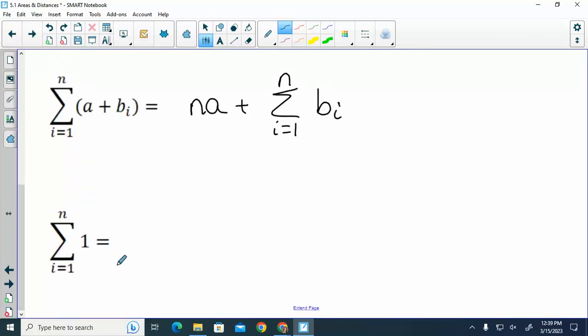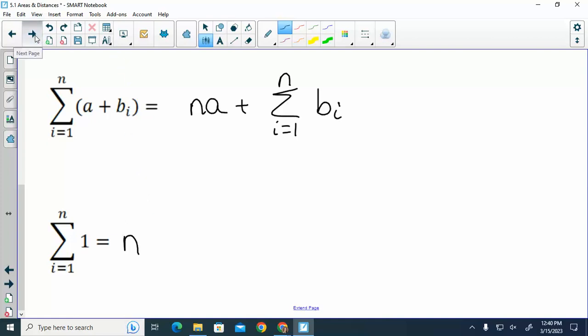So the last one, what happens if you add up 1 n times? What are you going to get? 1 plus 1 plus 1 plus 1, right? It's a constant. So when you add that up, it's n times 1. So we just get n. If I'm adding 1 up from 1 to 10, it'd be 1 plus 1 plus 1, 10 times. So we get a total of 10.